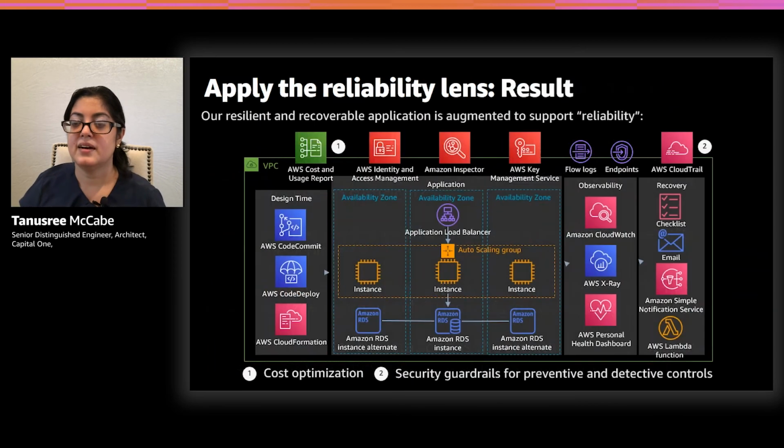With that in mind, our previously highly resilient and available and recoverable system and application is now augmented to support reliability. What you see in number 1 is some native AWS services that help us do cost optimization. In number 2, you see another set of services that help us understand what is our security posture, and they help provide the security guardrails that we need to help ensure that our applications can operate securely. This is important both from a preventive perspective as well as a detective perspective.